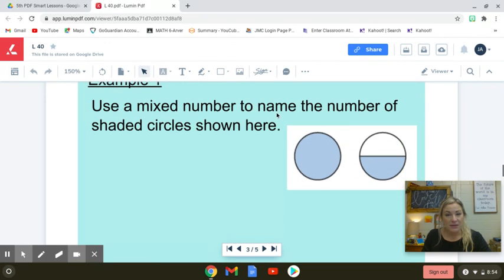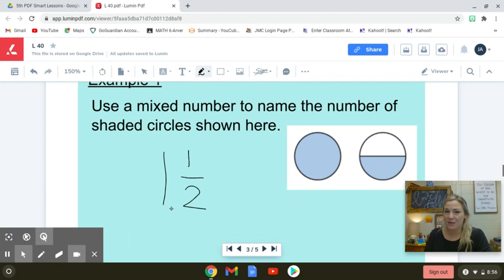Use a mixed number to name the number of shaded circles shown here. So I'm going to pause my video really quick. Even if you don't pause your video, I need you to take just a moment to mentally think about this. What mixed number is represented here? So taking a look here, you can see I've written the mixed number 1 and 1/2. 1, our whole number 1, of course, representing this whole shaded in area, and 1/2 representing this half of a circle shaded in.